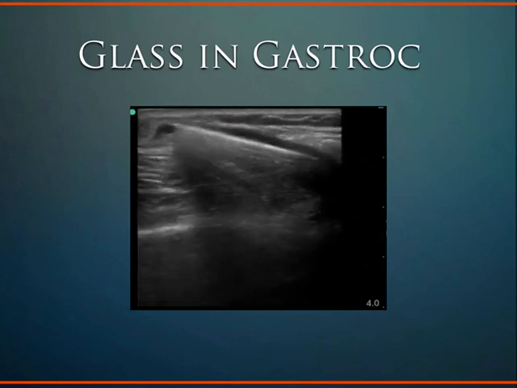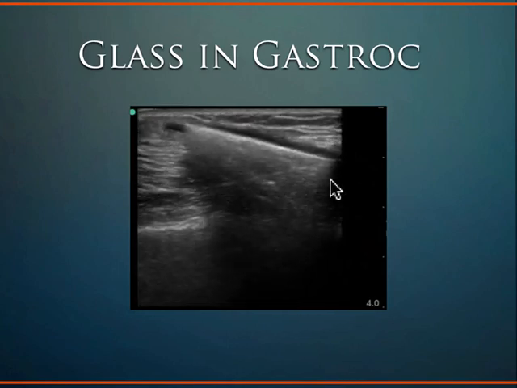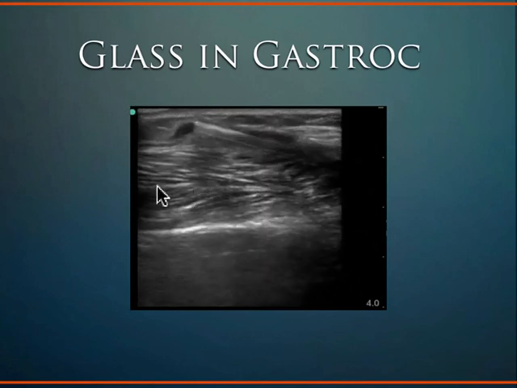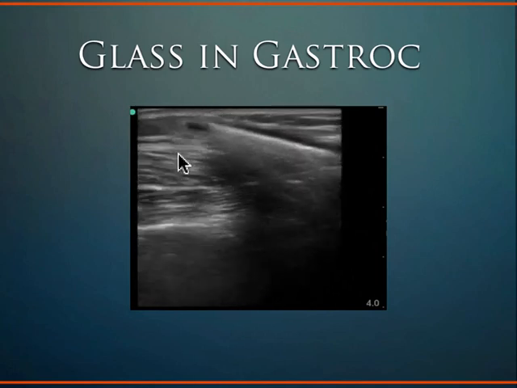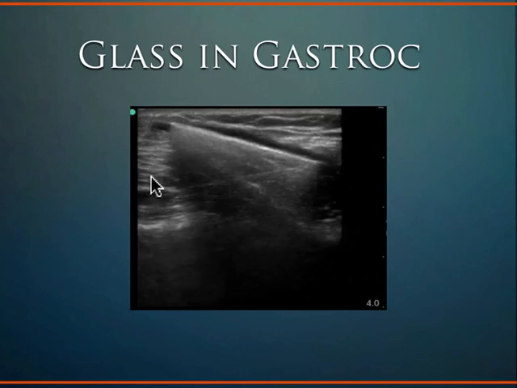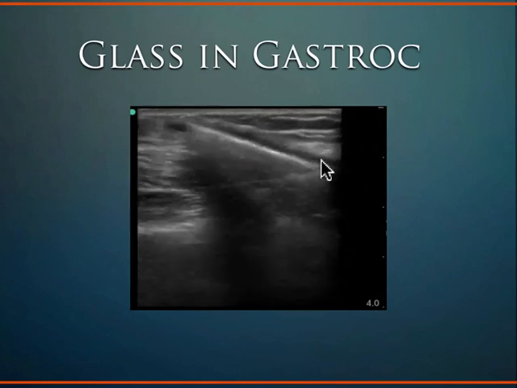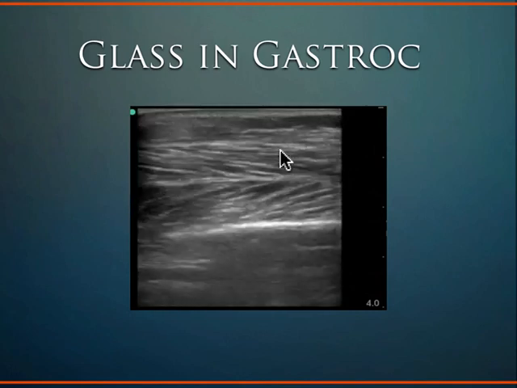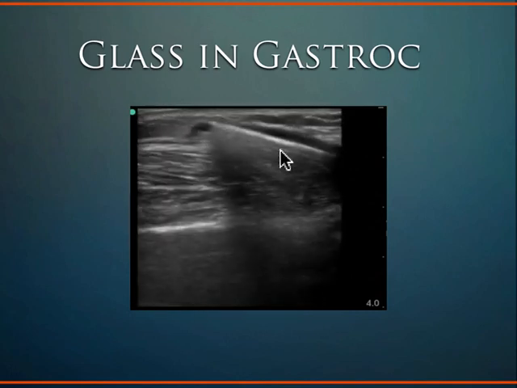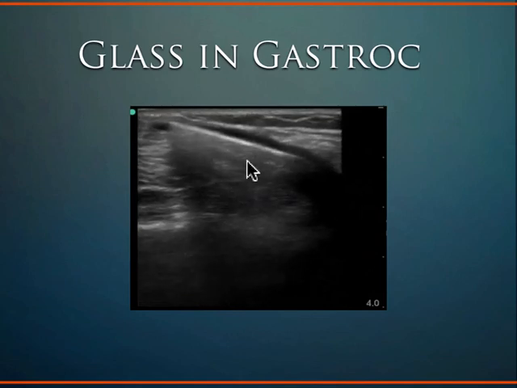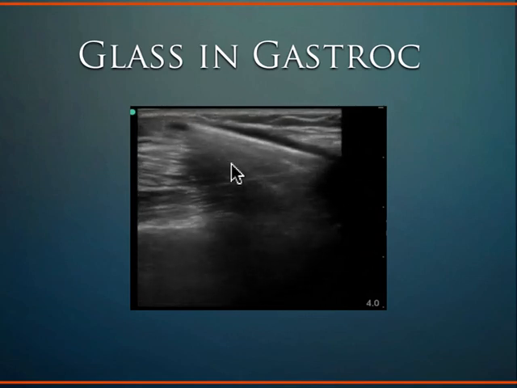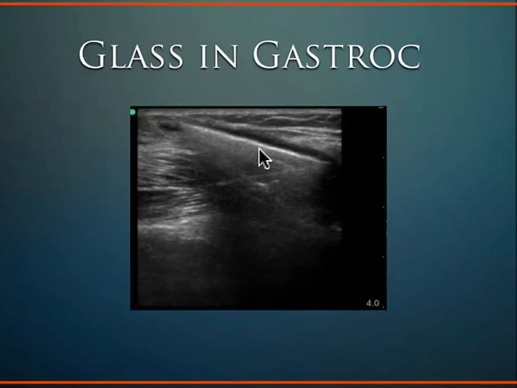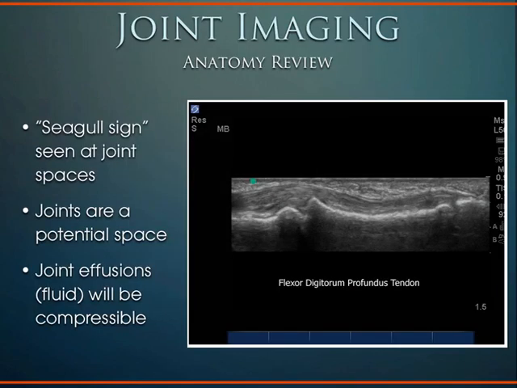This is an image, courtesy of Dr. Fox, of a piece of glass that's in the gastroc muscle. So, again, you can see the fibular pattern of the normal muscle tissue here, connective tissue layers, and then this foreign body jetting into the muscle tissue. And just like any other hyperechoic or reflective structure, you're going to see that posterior acoustic shadowing from that glass foreign body. So, a nice example of some of the pathology you can see on ultrasound.